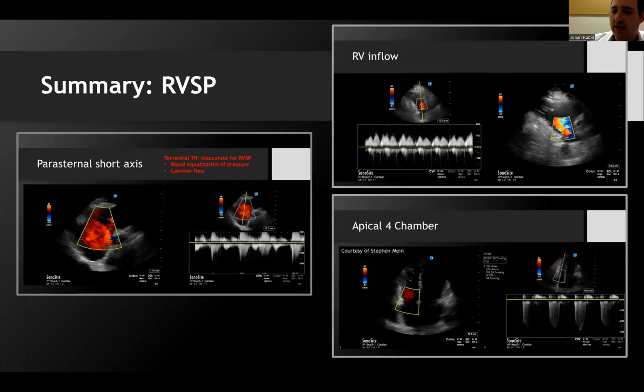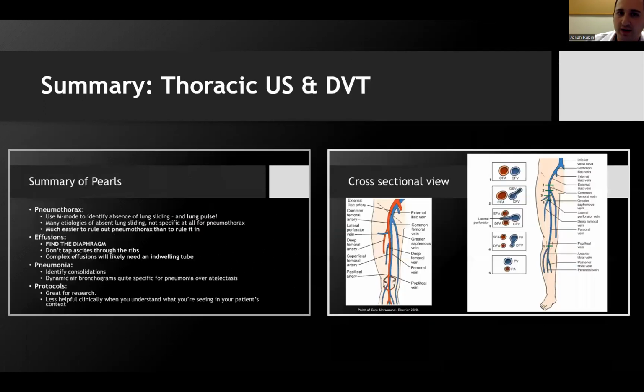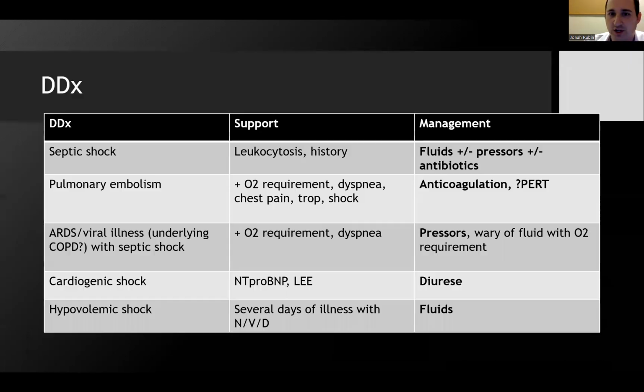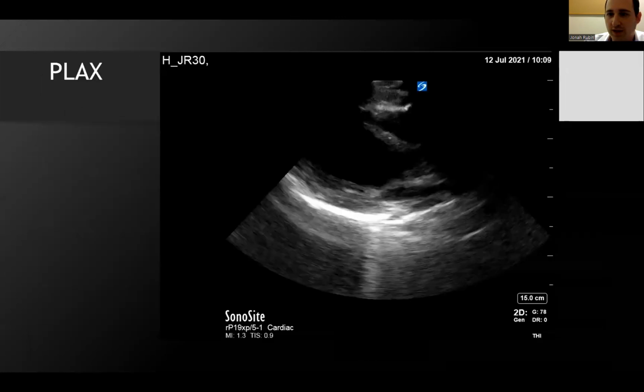This is the summary slide from our RVSP lecture, showing you the 3 different common windows where you can assess RVSP and get an RV function. And of course, we've had thoracic ultrasound and DVT lectures that can help you remember and help avoid some of the pitfalls in using this wrongly and using it correctly. And then finally, our last case of undifferentiated shock that I'll also move through a little bit quickly.